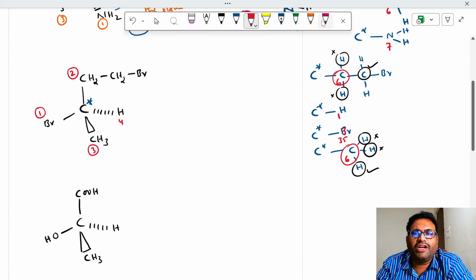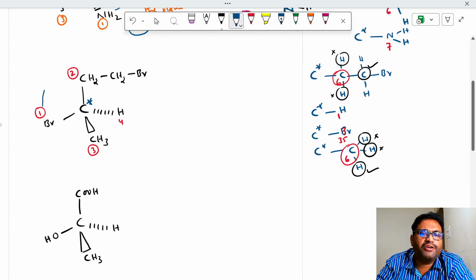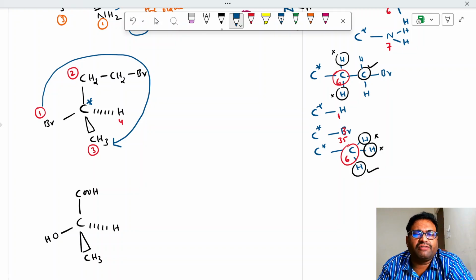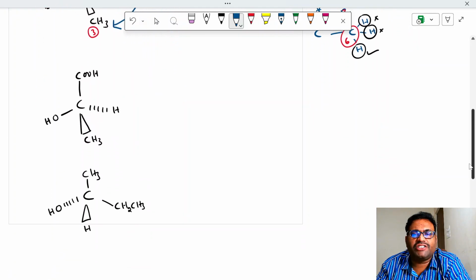Next, now rotate. Draw an arrow from the first priority group to the third priority group. When you draw an arrow from the first priority group to the third priority group through the second priority group, what do you find? You find a clockwise arrow. If you find a clockwise arrow, keeping the least priority group away from the observer or away from the plane, then what is that molecule? That is an R molecule. Okay. So let us move to the next one.